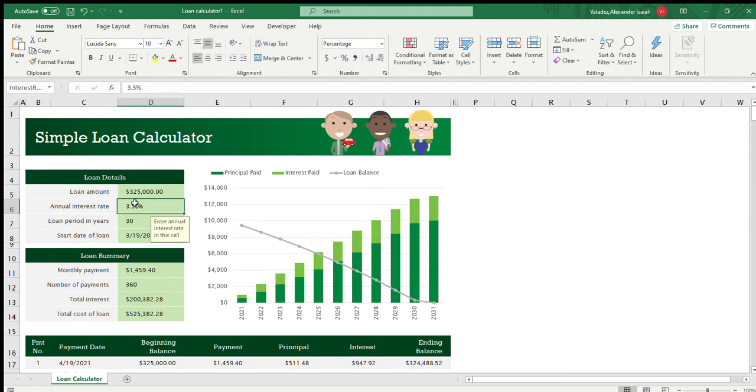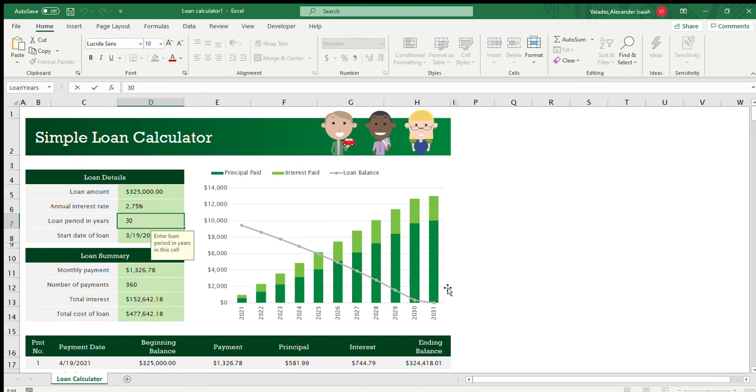All right. Then you have your annual interest rate, 3.5. That's a little high for right now. I would say, let's bring it down a little bit. Let's see if you can get a 2.75 right now. I know the rates are crazy low. I'll enter that in. There's a loan period. You can do a 30-year loan or a 15-year loan, just whatever you have. You put that in there. Right now I have it at 30 years.